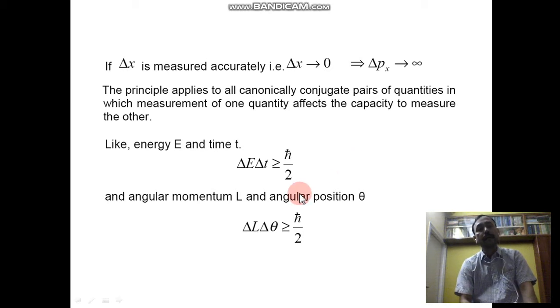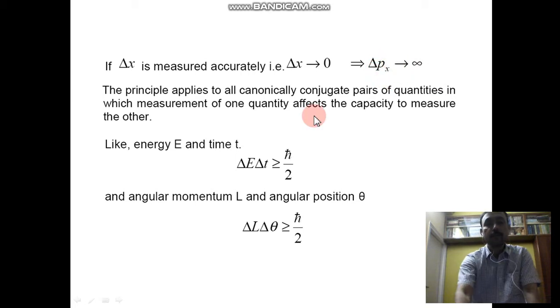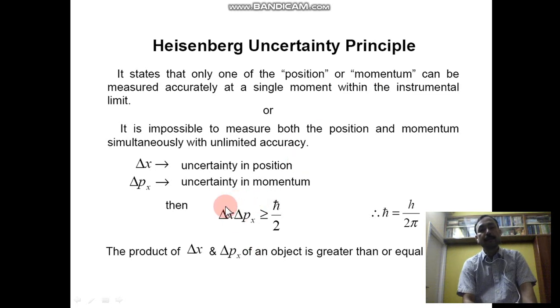If delta x is measured accurately, that is, delta x is very small, tending to 0, that means delta px tends to infinity from this formula. Delta px is equal to h cut by 2 delta x. If delta x tends to 0, delta px tends to infinity, as delta x is in the denominator of the right hand side. So delta x tending to 0 means delta px tending to infinity.